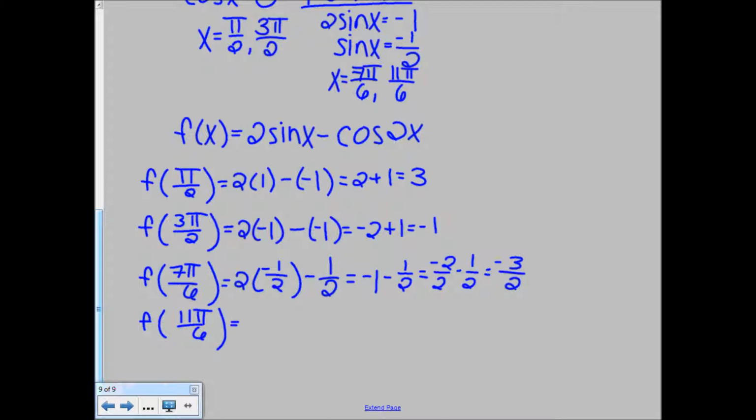So we know from when we solved for 11 pi over 6 that the sine of 11 pi over 6 is negative 1/2. So we're going to get 2 times negative 1/2 minus the cosine of 2 times 11 pi over 6, which is 11 pi over 3. So 11 pi over 3, there's 3 whole pi radians in there because 3 pi is the same thing as 9 pi over 3. So we're at 3 pi, which is the same as pi, and then we're going to go another 2 pi radians. So we're actually going to be in the 4th quadrant. So we're at the same thing as 5 pi over 3. So the cosine of 5 pi over 3 is going to be positive 1/2.